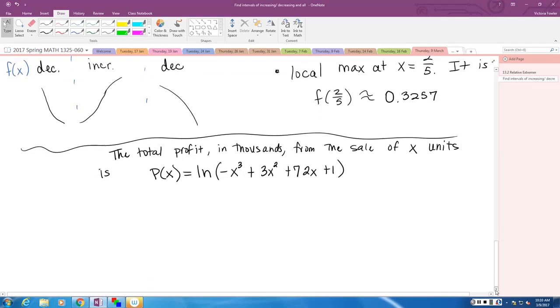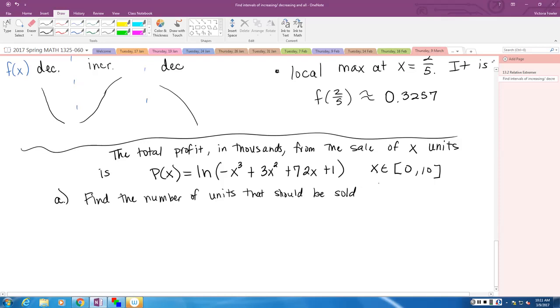And this also, I have to say, is when we're looking for x in the interval, or x is an element of 0 to 10. So we're only going to look for when we're selling 0 to 10 units. Okay, so this is what the function of the profit looks like for that interval. We're going to find the number of units that should be sold to maximize profit.